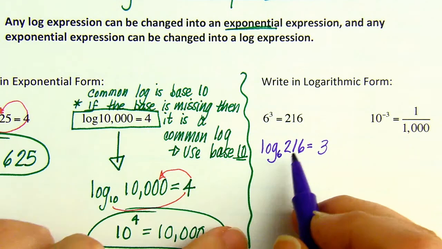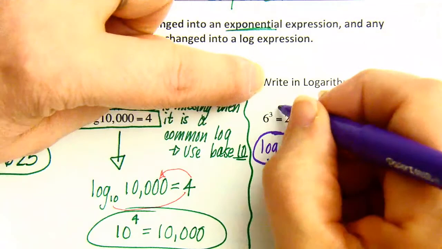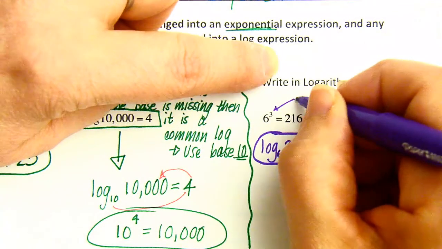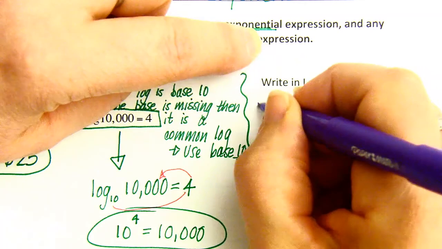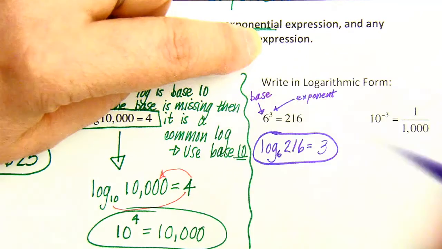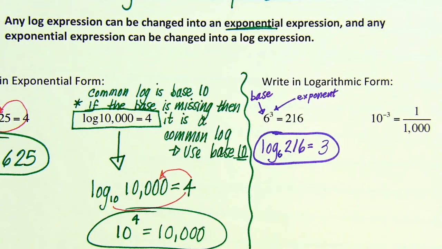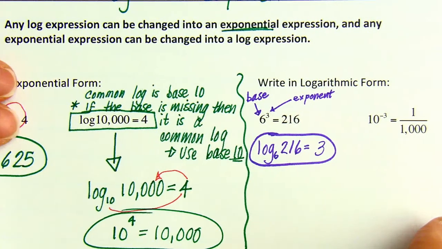All right. So we're going to circle this, and we're going to reiterate here. This is the exponent. This is the base. And that's what it equals. Okay? You have to be able to convert forward and backward. If you have any questions, please let me know.